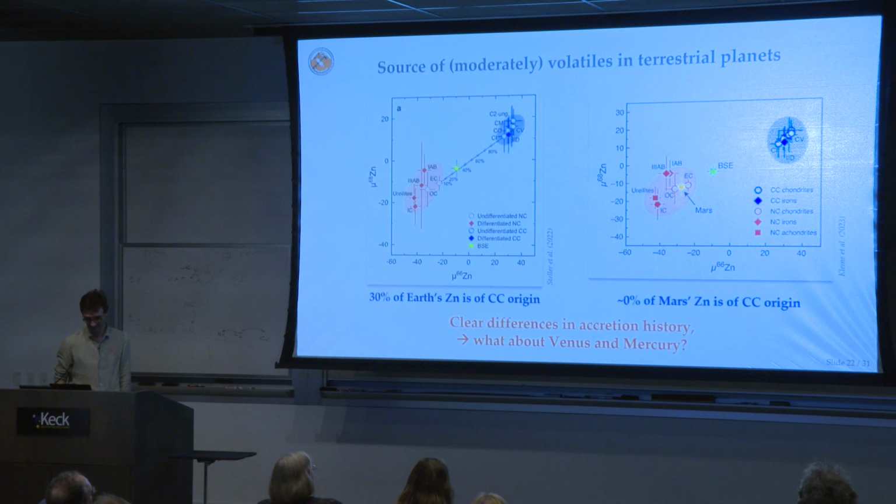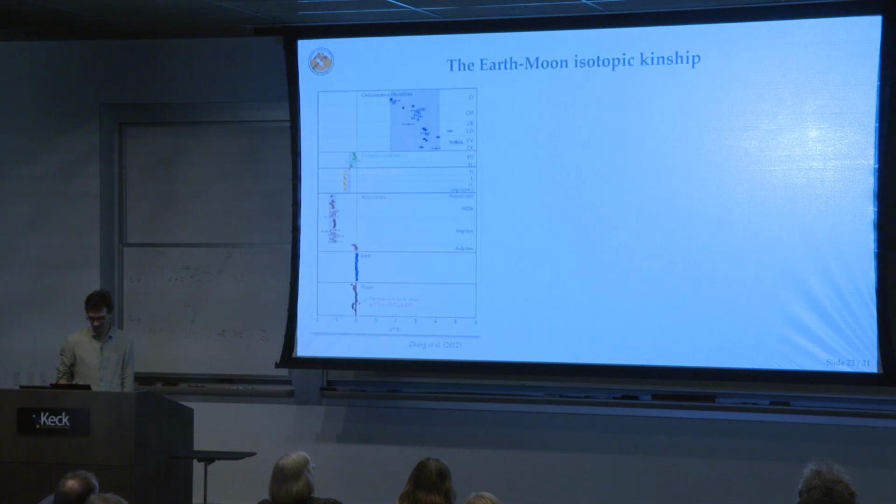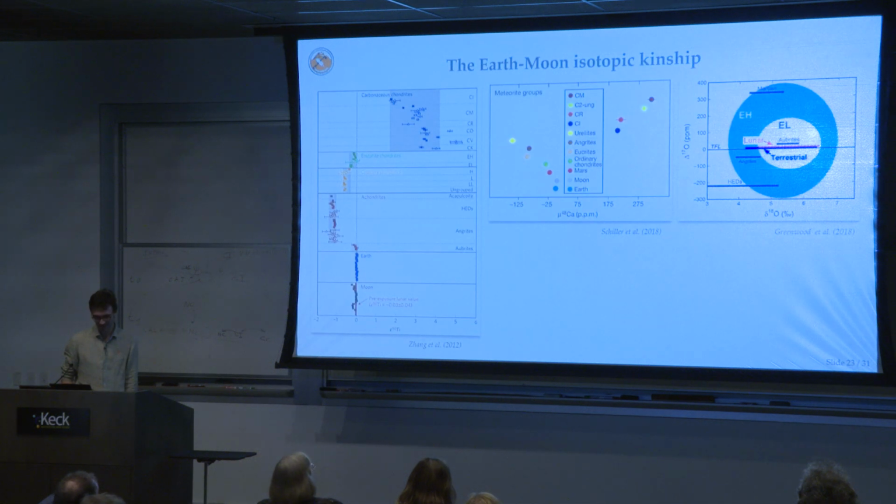The big question is, of course, what happens with Venus, which is 50% of the mass of the inner solar system, and Mercury. I'm going to skip the similarity between the Earth and the Moon, but in a nutshell, they are the most identical bodies that we have measured, with completely unresolvable differences in almost every system.